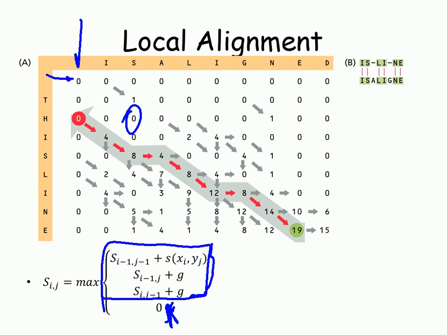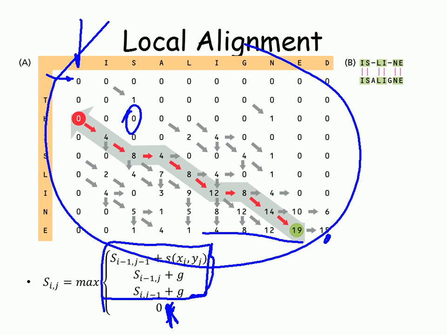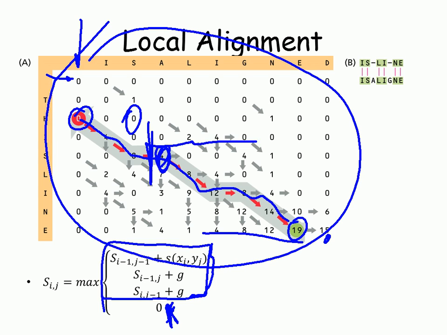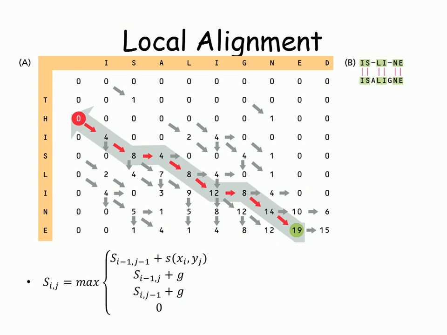Okay? And when we are done, instead of looking at the last row, last column, or anywhere along that line, you look at the entire table, find the largest number. In this case, it's 19. And then do backtracing like you normally would by following the arrows that lead to it. And you stop as soon as you hit a zero. And that zero can occur in the first row, first column, or anywhere within the table. So if this were a zero, then that's where you would stop and your local alignment would be this much. Okay? All right. So that helps you extract a portion from one sequence and a portion from the second sequence instead of aligning them entirely.